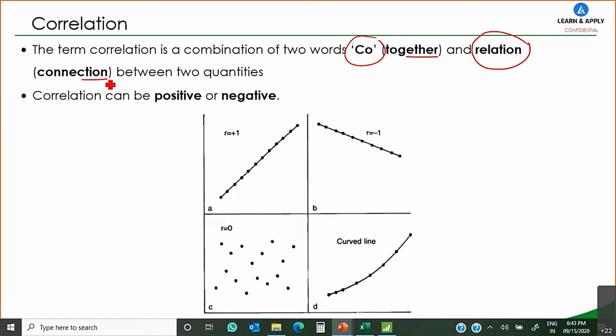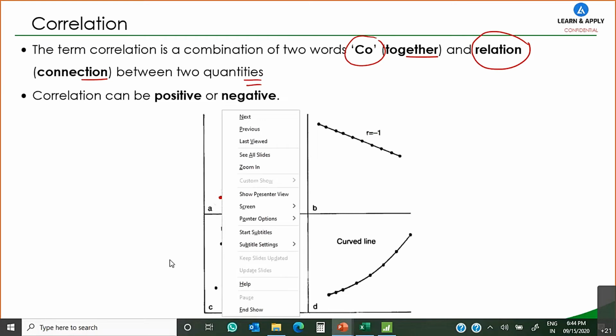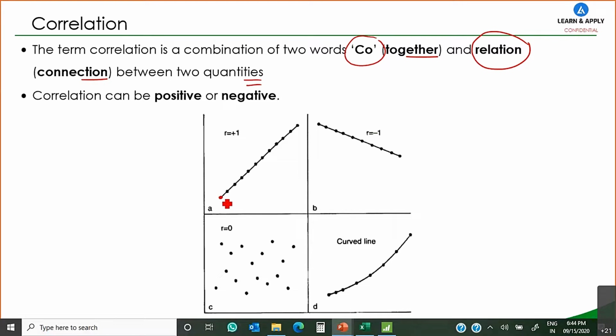What is the connection between two points? That is called a correlation between two quantities. So we had also seen that correlation can be positive or negative. If there is an increase in one factor level after increasing another factor level, then there is a positive correlation. If we increase this factor level, there is a corresponding increase in this other factor level. So this is called a positive correlation.